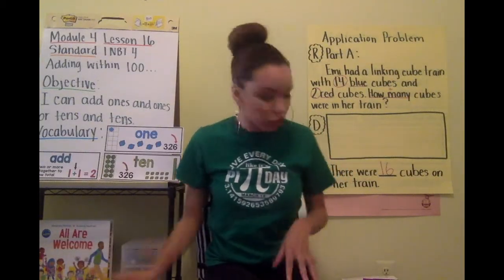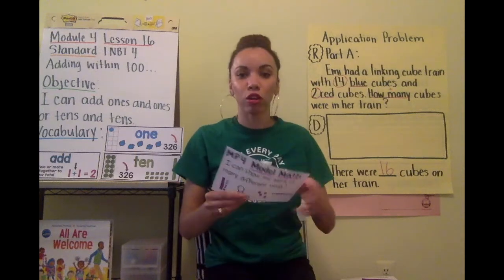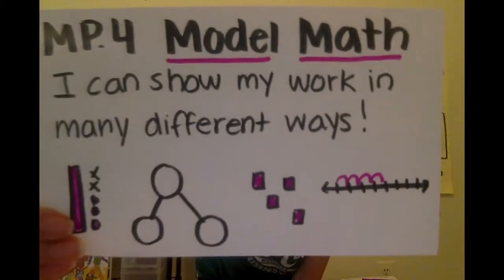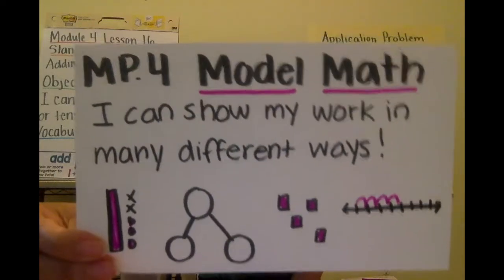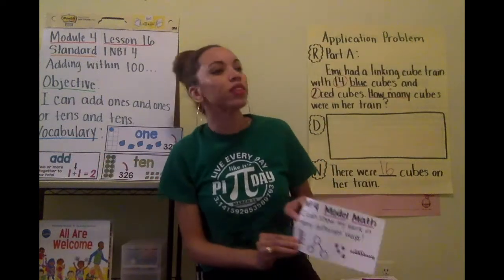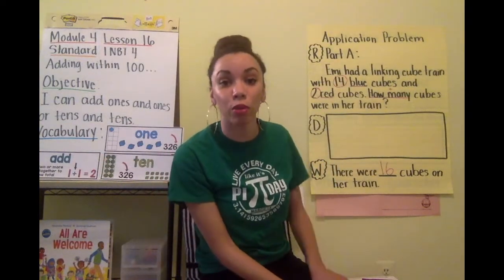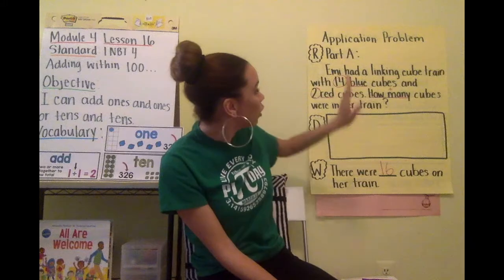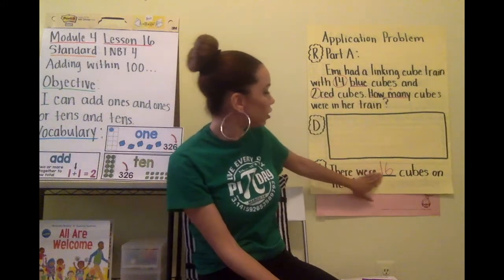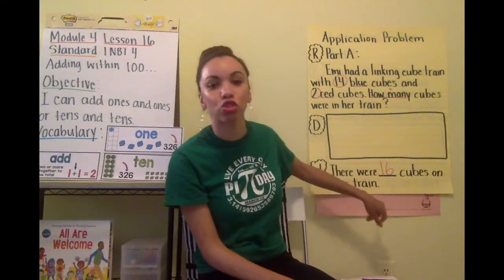Awesome sauce. So what we did today was we used our mathematical practice number 4, which says I can show my work in many different ways. If you showed your work in a different way, please make sure you snap a picture and upload it to Dojo. Now that we've done the draw section, we need to do our final section, which is the W, where we write our answer. So I wrote in a complete sentence, there were 16 cubes on her train.